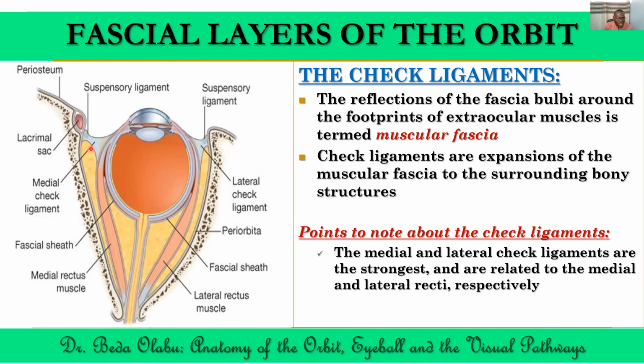Okay, the image shows us the check ligaments. That's the medial check ligament, and that's the lateral check ligament. They limit adduction and abduction of the eye. The other check ligaments, as I've mentioned, are not so significant, and so we don't really have to talk about them.